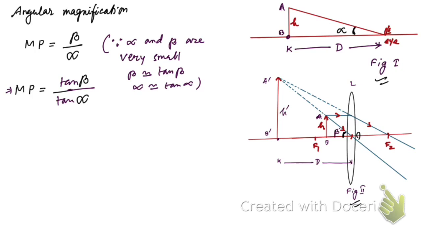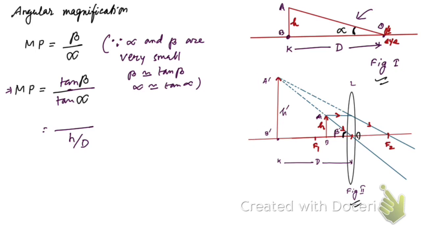here, from these two triangles, let me take this triangle first, ABO. If you take tan alpha, then h is the height of the object and d is the least distance of distinct vision. From this triangle, tan alpha is perpendicular by base, that is h by d. Here h is the perpendicular, d is the base, right? Hope you have understood this. So now, instead of tan alpha we're going to write h by d.